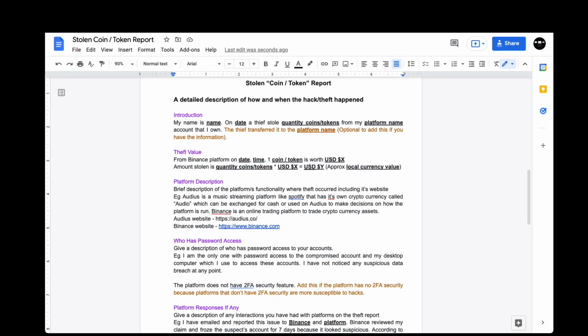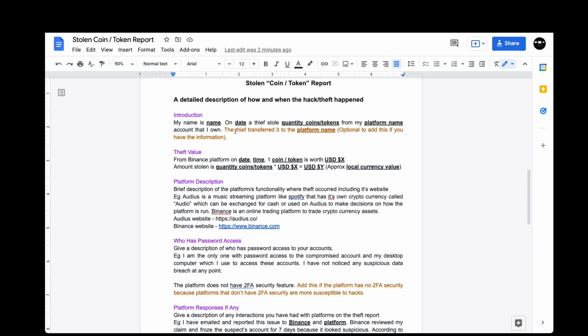So let's say you have a theft and you need to submit a report to the police. Here's a template that I created that can help you. I'm just going to run through what the template has. Start off with an introduction, your name, give the date on which the thief stole what quantity of coins or tokens, and from what platform account.